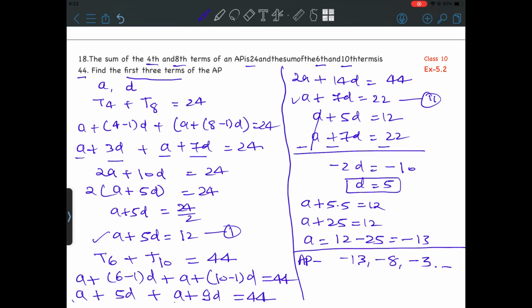So what we have done, we were given two conditions. So we have utilized these two conditions, assuming that first term is A and common difference is D, and we have found the two equations with two variables. Then we have used the elimination method, and by elimination method, we eliminated the value of A and found out the value of D. Then by putting the value of D back in equation 1, we got the A. Once we have both first term and common difference, we can find out the AP easily, right? So now let's see the next question.